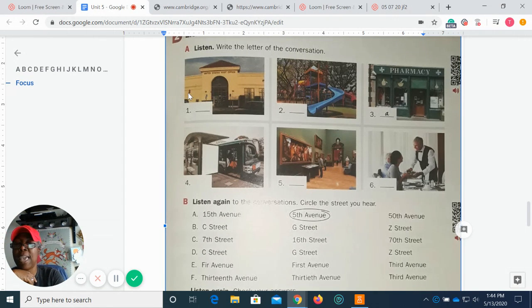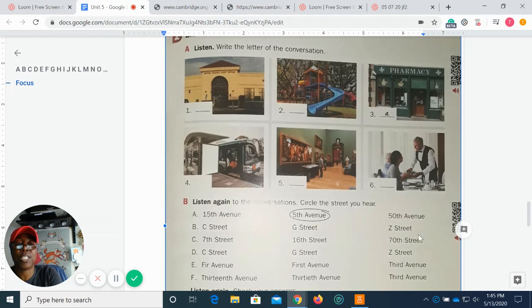That's exercise A. And then let's look at exercise B. So the first street name we heard was 5th Avenue. 5th Avenue. Repeat after me. 5th Avenue. Exercise B. The street name that we heard was C Street. C Street.